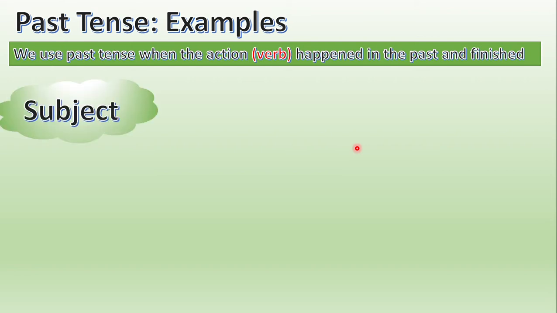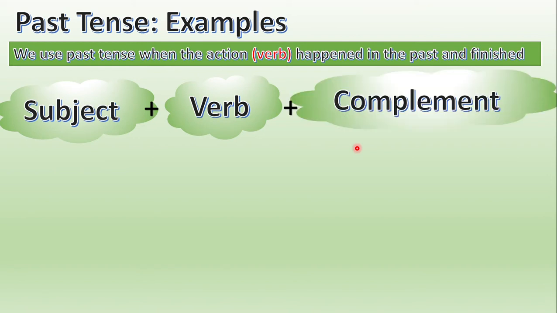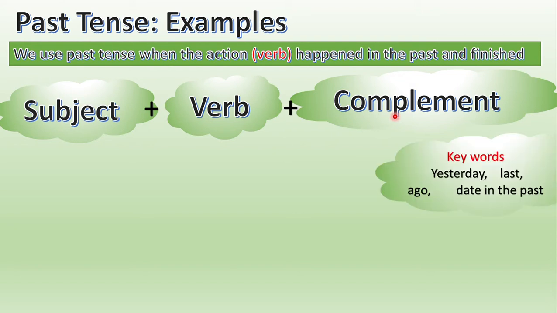When we write a sentence, you have to remember that we must start our sentence with the subject, after that the verb, and the complement, the rest of your sentence. Don't forget, my students, we have keywords in the past: yesterday, last, ago, and a date in the past. Now, let us look at some examples.